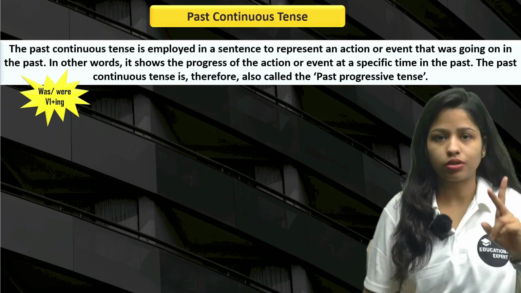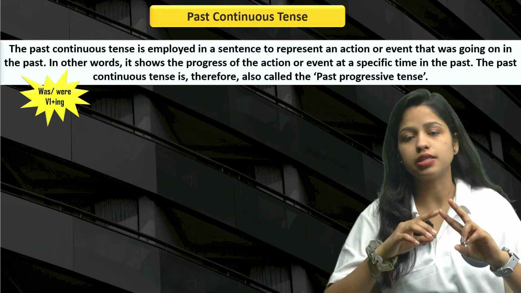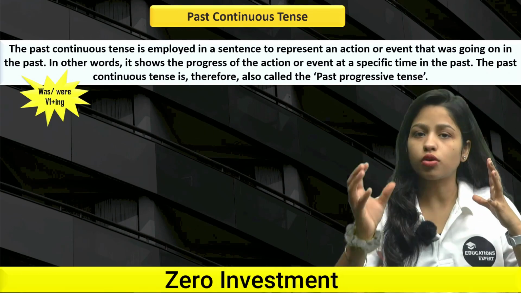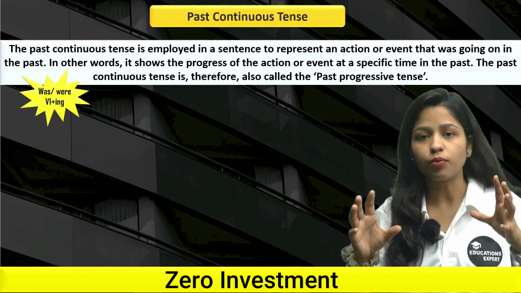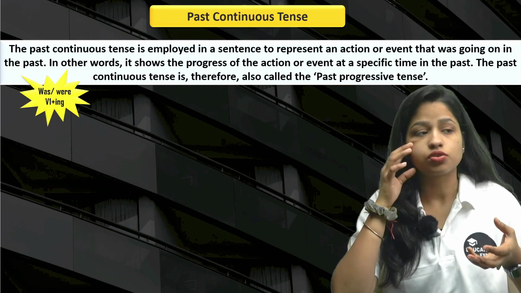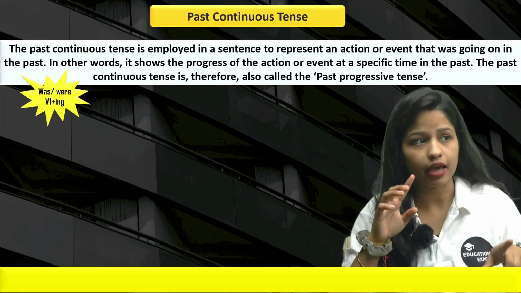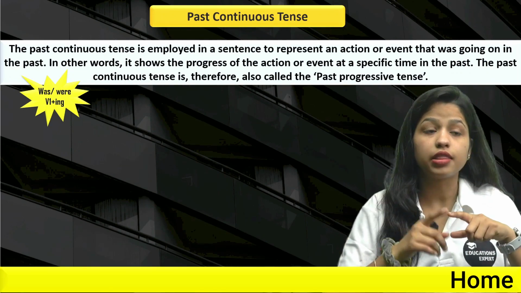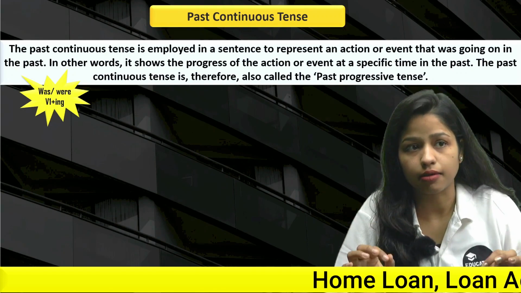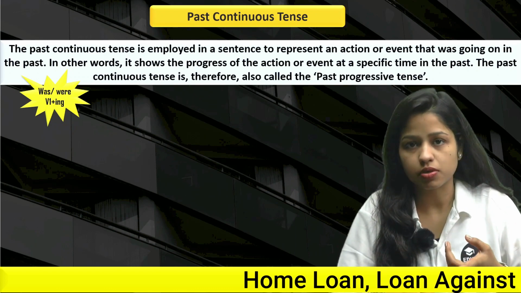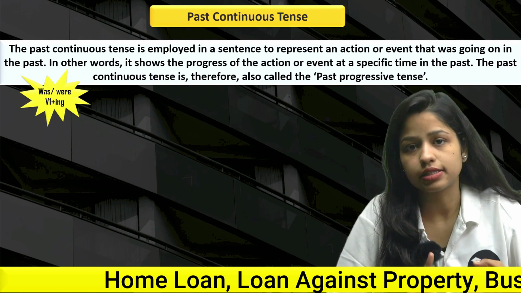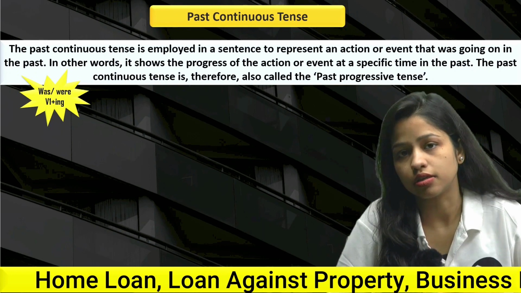So there are two things basically. What is past continuous tense? Whatever the progress of that action has happened, that we can say in past continuous tense, right? So if you read this line again, it says it shows the progress of the action or event at a specific time in the past. So it will tell you the specific time as well as the progress of the action. These are the two things that we can get from past continuous tense.